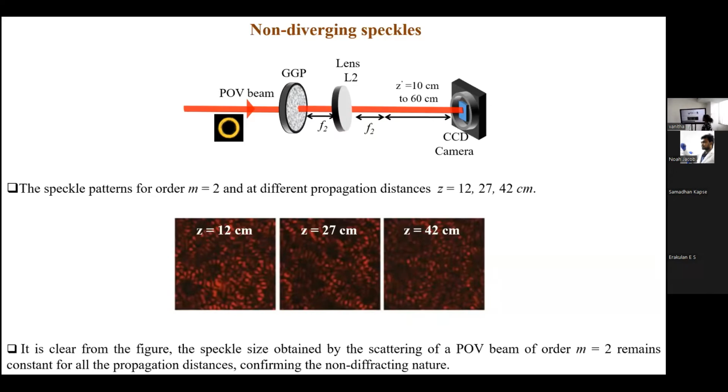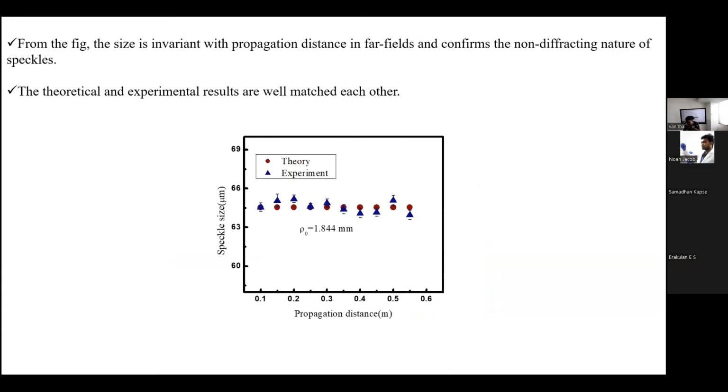These are the speckle patterns for order m equal to 2 at different propagation distances 12, 27 and 42. Here we are increasing the propagation distance, but our speckle size is constant. That means speckles are non-diverging in nature. From this figure, we can see as we increase the propagation distance, the speckle size is constant. These red dots are theory and these blue dots are experimental, and they match.